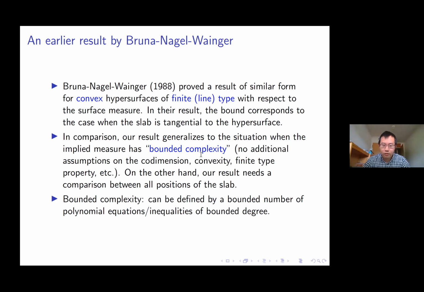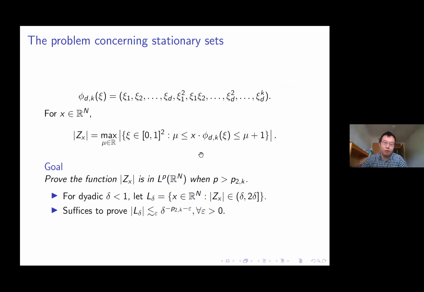So the bounded complexity just means things can be defined, described by a bounded number of polynomial equations or inequalities of bounded degree, which we'll return to in the end about the proof of the main theorem and see why we need this. Okay, so my plan next is to say a little bit of words about how we proved this critical exponent. This measure is in the LP space. So, okay, the next 4 slides are probably the most technical part of this talk, and I'm happy to explain if you have any questions.